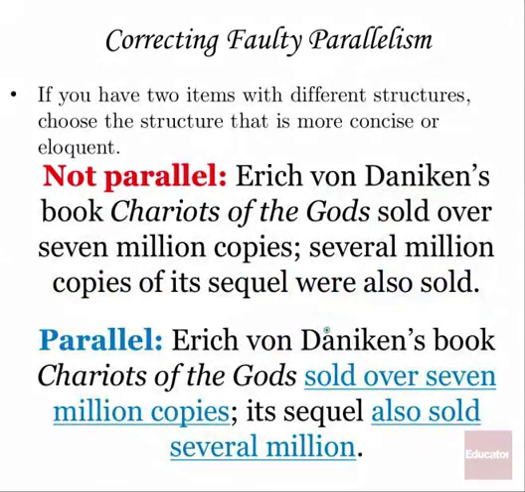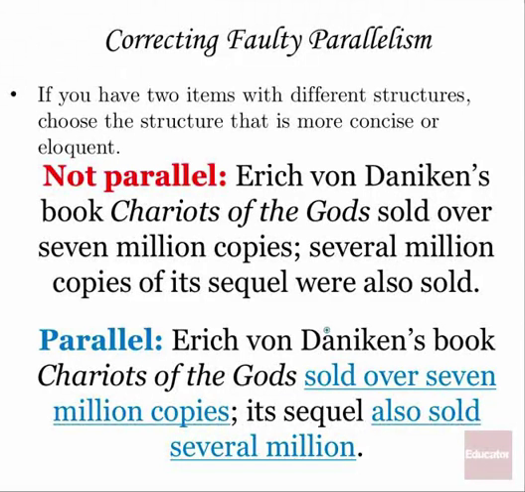If you have two items with different structures, okay, well, now you can't go by majority rule anymore, so what do you do? You choose the structure that is more concise or eloquent. Basically, choose the one that sounds better. "Erich von Daniken's book, Chariots of the Gods, sold over 7 million copies. Several million copies of its sequel were also sold." This is a grammatical sentence, but it's not all that parallel, or, it's not all that memorable.